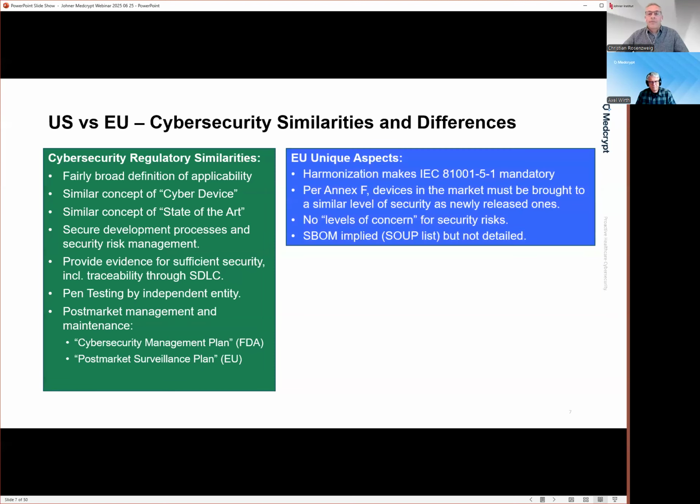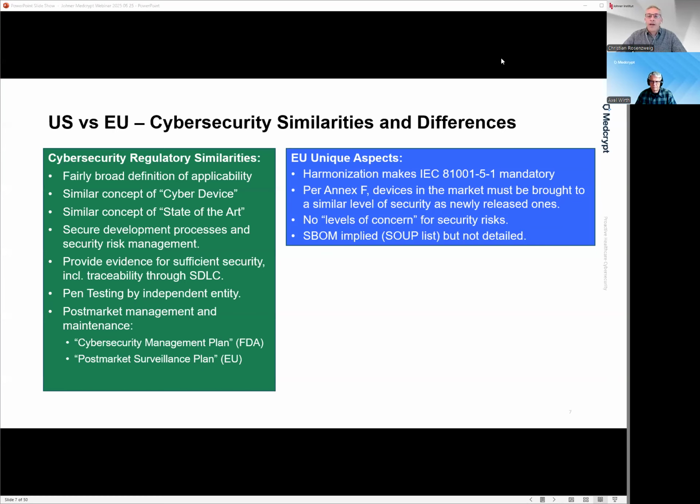There is also something that is unique for Europe. For example, the 81001-5-1 will be the harmonized standard, and by that, it is kind of mandatory, not really legally binding, but it's kind of mandatory because notified bodies will insist on this standard. And this standard also puts its focus on devices in the market not developed under security by design principles, which are sometimes called legacy devices, or as the standard calls them, software in transition. And this is explained in detail in Annex F. This is something that I did not find so far at FDA.